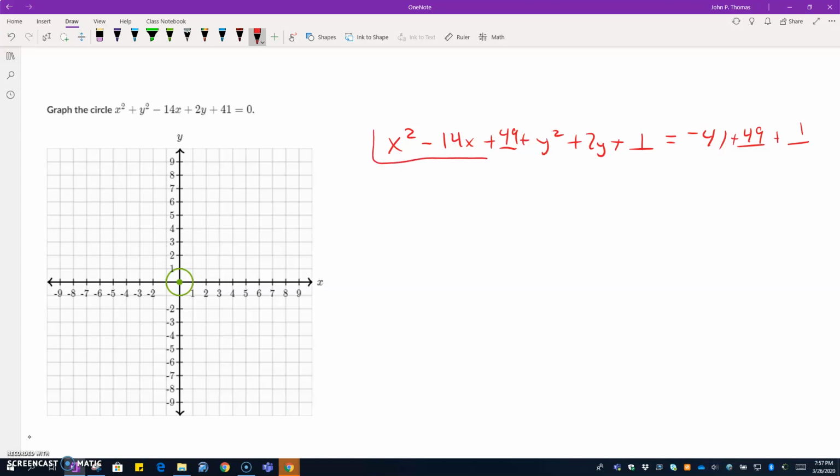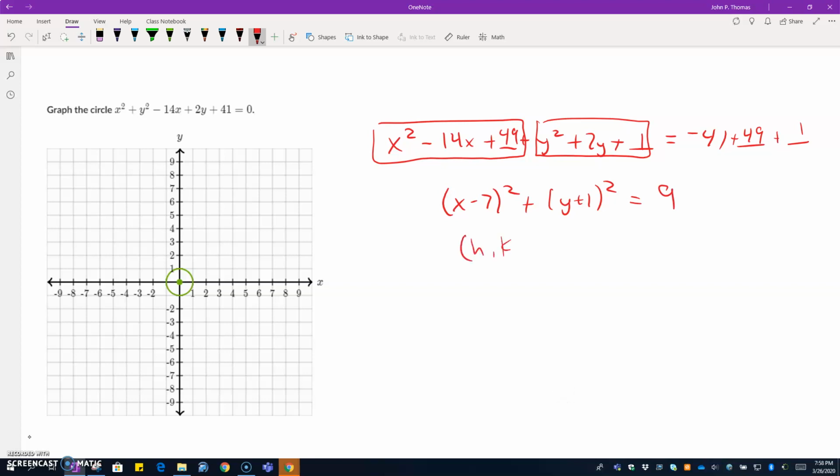All right, so we factor the first perfect square, x minus 7 squared. We factor the second one, y plus 1 squared. And then over here, we've got minus 40 plus 49. That leaves me at 8 plus 1, which is 9. So HK is our center, and that is at 7, negative 1. And then R, since this is r squared, R is going to be 3.